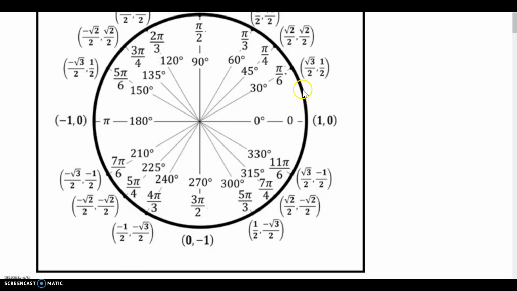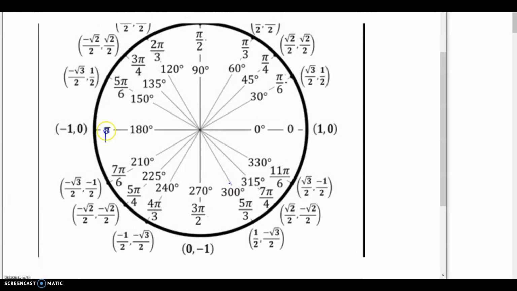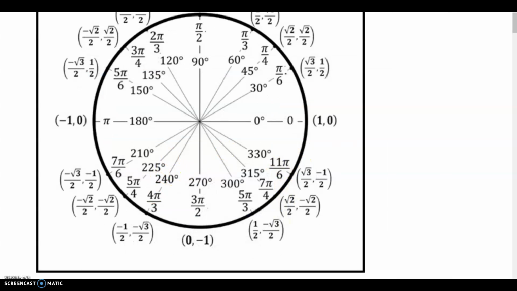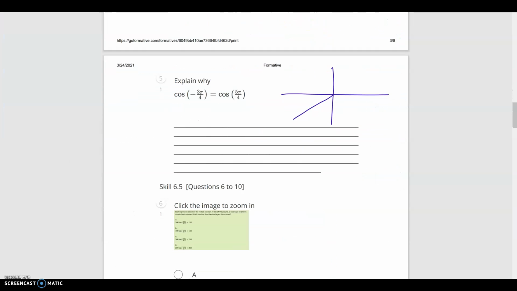Because we want to be specifically, let's see if I can draw my little sketch right here. We want to be somewhere in this region, because again, if you draw a horizontal line through, that's 0.5, right? We want to be somewhere here. And the only ones that will work would be here and there. And granted, there are no options for that. So therefore, the answer here would be 5 pi over 6 to 7 pi over 6. There you have it. And finally, question number 5.